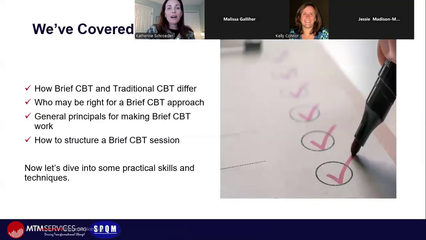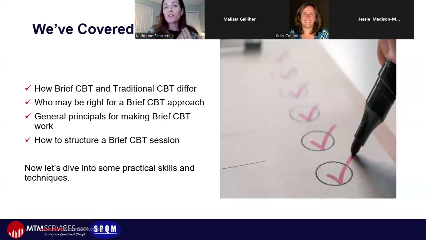Yesterday we covered how we do brief CBT generally and how we do traditional CBT generally, and how those two things are different. We talked about the lengths of our stay. We talked about the differences in what we focus on. We also talked about who could be right for a brief CBT approach, because like any approach we take, not every single person is going to be correct, right? It's not a one size fits all thing that we do as therapists.